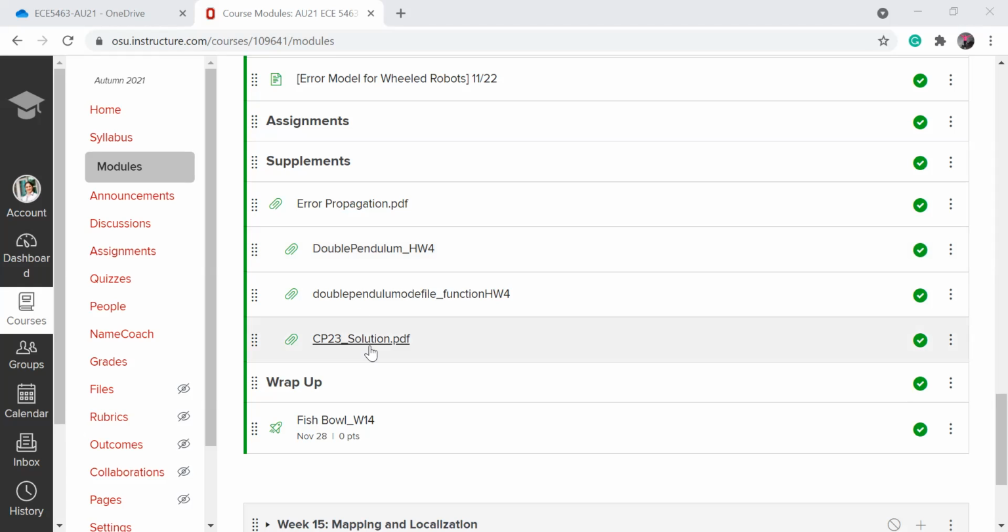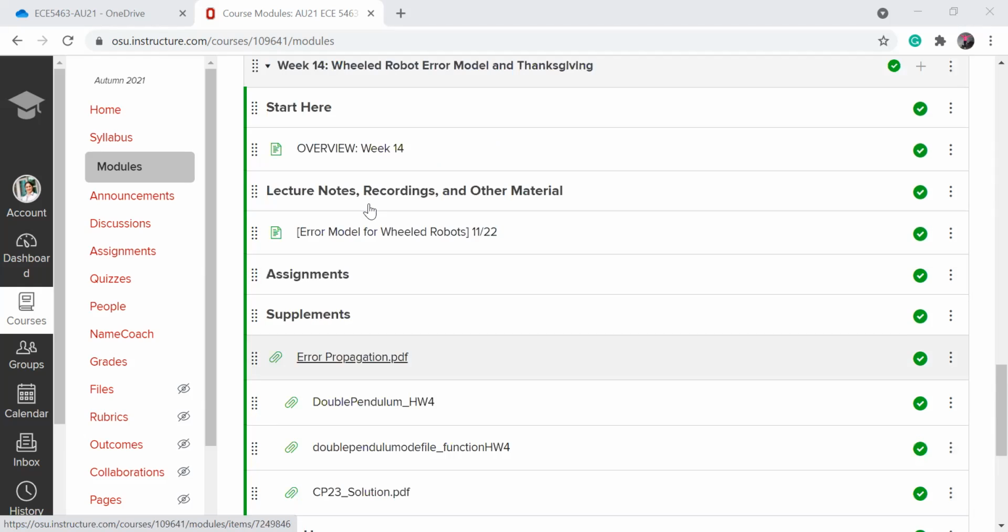I also put the possible solution for CP23. There's also a file for error propagation. That's what we're going to talk about today, but I'm not going to go into detail of how the model was developed. If you're interested in wheeled robots, this is a good source to study, and you'll understand the equation that we're using today. Sounds good?